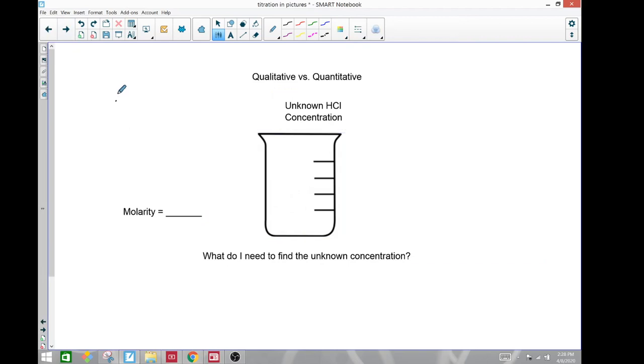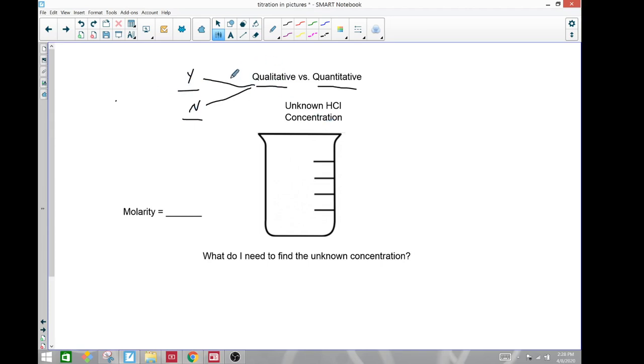Okay. Quantitative versus qualitative. You should realize what the difference between the two terms is. Qualitative is one version, quantitative is another one. Qualitative would be something that's either a yes or a no. Sometimes I like to make the comparison: are you pregnant? Yes or no. There's no in between.